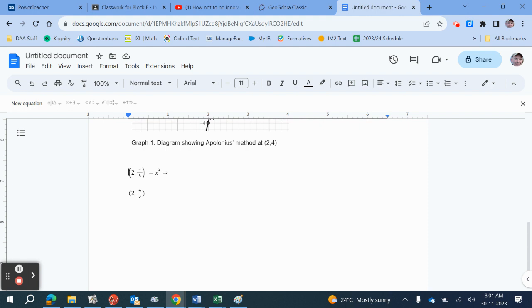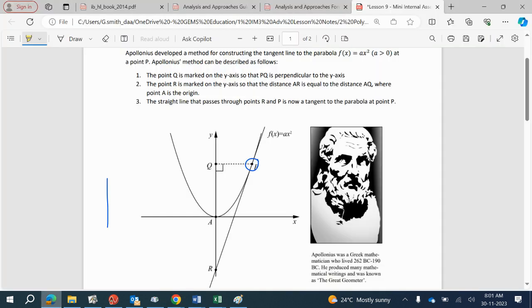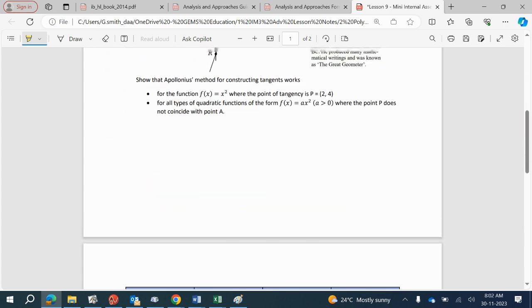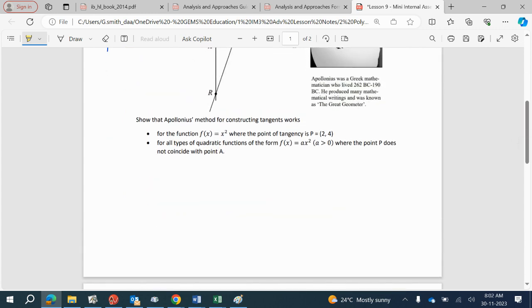So that's it. I don't want to waffle on any more than that. You need to show Apollonius' method working for a particular point. You then need to show it working in the general form. So you need to do this general investigation and use your mathematical communication for that. All right, that's it.